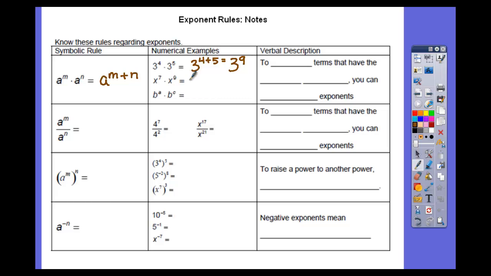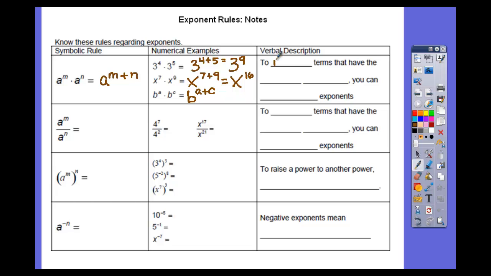The x's stay the same in the next one. X, 7 plus 9 is what we'll do with the exponents. We'll add them together. We get x to the 16th. B will stay the same. It's the base down here. Add the two exponents, a plus c. Because a and c are both variables and they're not alike, we can't add them.